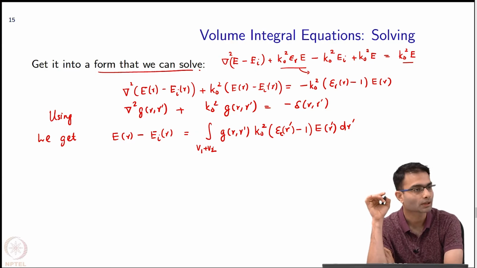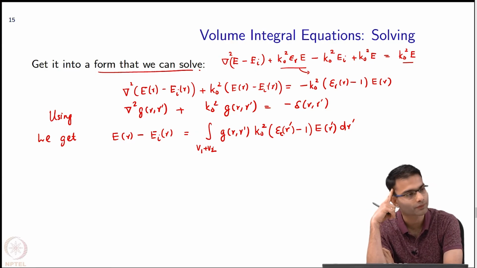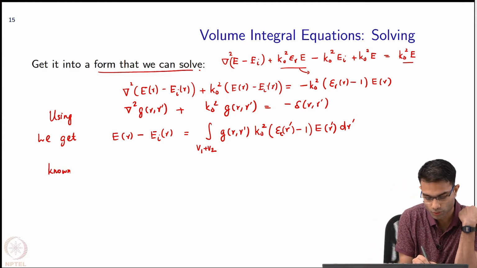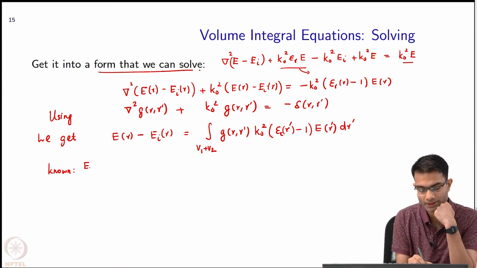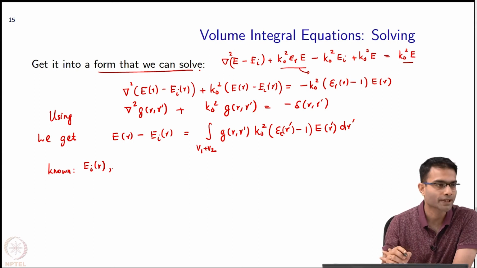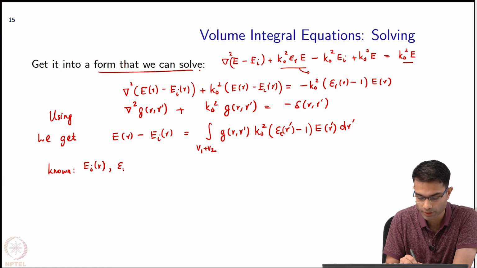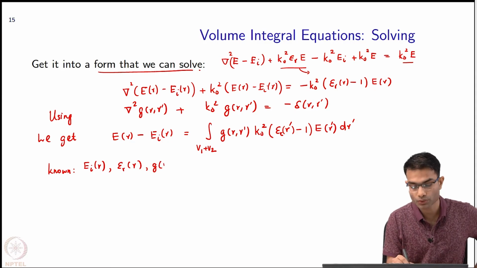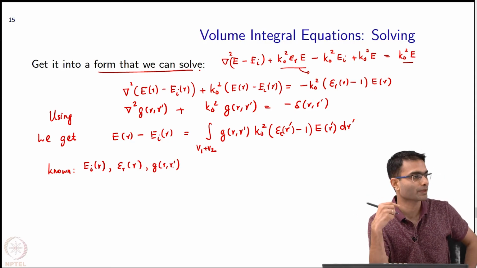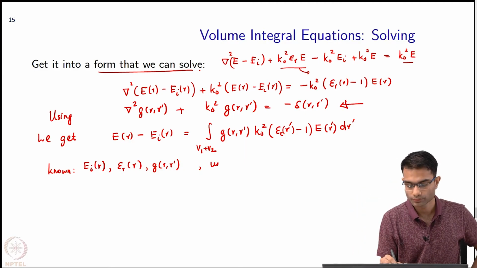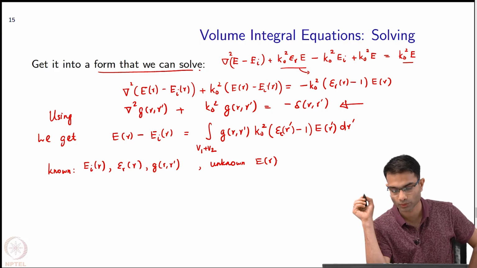Now, looking at this expression, does it have all the information about the problem inside it? So, let us write down what is known. I know the incident field. Object shape and permittivity I know, which is all encoded into the relative permittivity. I also know Green's function, and I can use the closed form Green's expression which I had derived previously, because I know the solution to this equation. And what is unknown? The electric field.